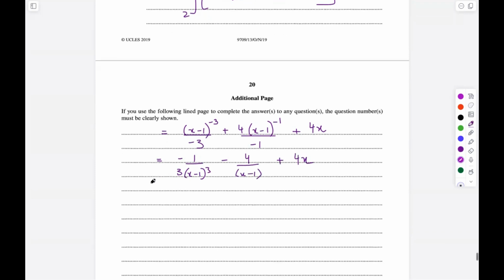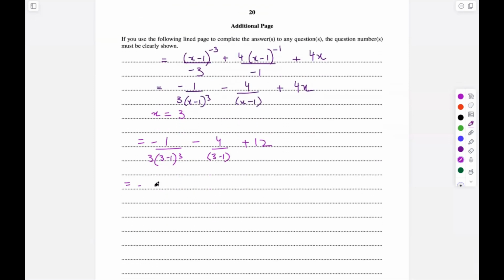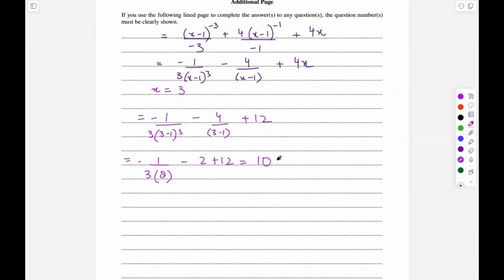And now we can apply the limits. The upper limit was x equals 3. So this will become minus 1 upon 3 into 3 minus 1 whole cube, minus 4 upon 3 minus 1, plus 4 times 3, which equals 12. Now simplifying this, before we substitute the lower limit, we'll get minus 1 upon 3 times 2 cube, 8, minus 4 upon 2. So that will be 2 plus 12. Minus 2 plus 12 is plus 10. So we can write this as 10 minus 1 upon 24. And simplifying this by taking the LCM, that will become 240 minus 1, which is 239 upon 24.